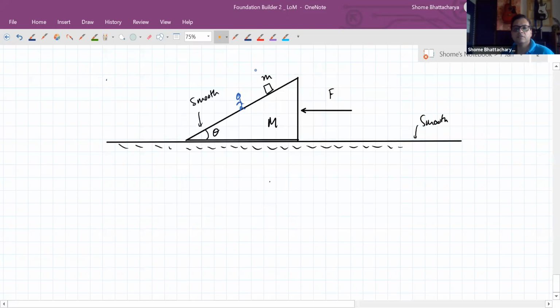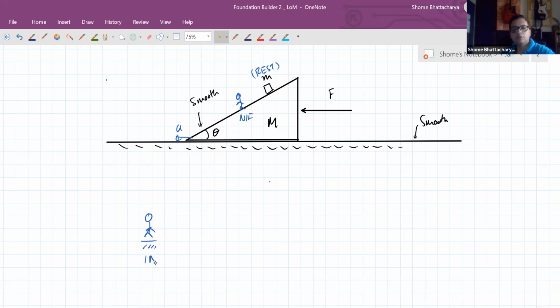So what we see in our frame is that the block is at rest. But then remember, what type of frame are we in? We are in a non-inertial frame, because the wedge itself is traveling with an acceleration in the ground frame. So let's keep that in mind. We are in that non-inertial frame.